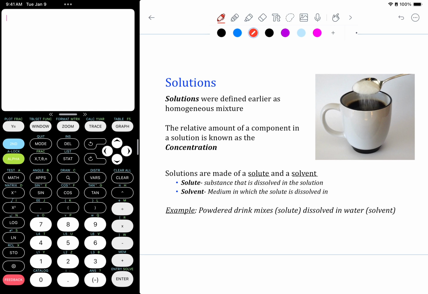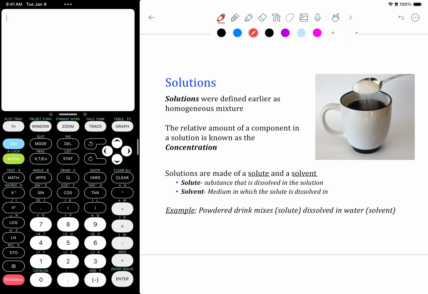So we defined solutions back in chapter 1, and we said that they were homogeneous mixtures, meaning that we couldn't go in and individually pick out all the different pieces that make up that mixture, like if we were to do something like trail mix. So solutions are homogeneous mixtures. I can't pick out the sugar that I put into my coffee.